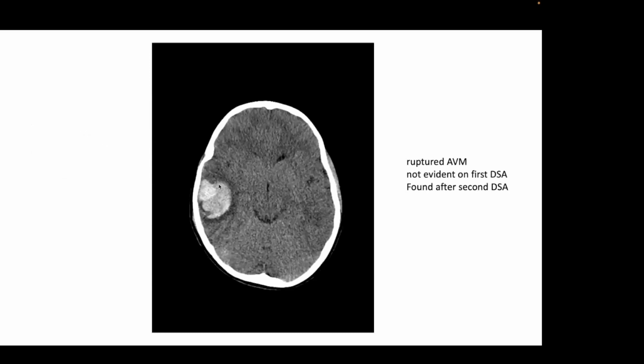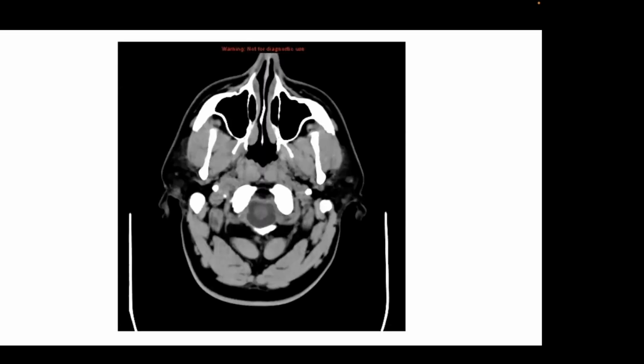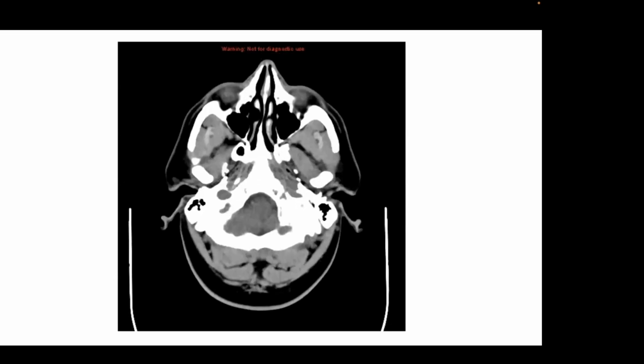This is a typical appearance of a ruptured arteriovenous malformation. That is a lobar hemorrhage, oftentimes in a young patient. As I say, this one was not recognized on the first DSA. So in the acute phase of the blood, if you do a digital subtraction angiogram, you may not see the arterial shunt. So in this case, there was a normal CTA, a normal DSA, and then the abnormality was found on the second DSA. But what I want to show you are cases of unruptured arteriovenous malformations.